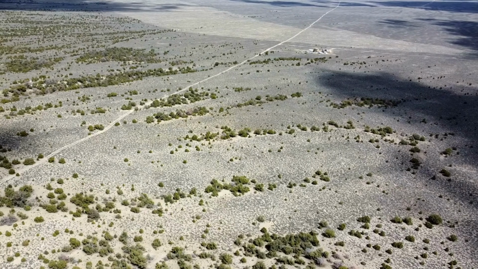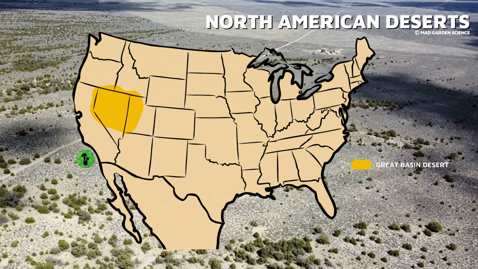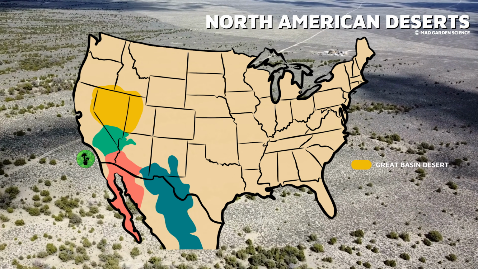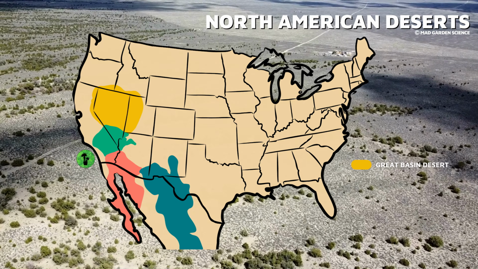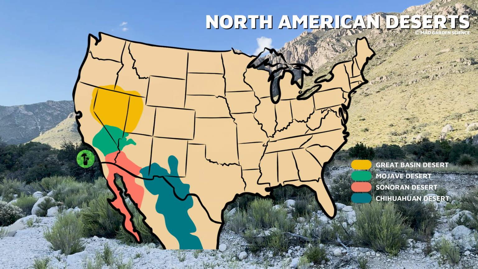In the western half of the United States, there is an extensive Great Basin, cold desert of Nevada and Utah. Then farther south are 3 hot and dry deserts, the Mojave, Sonoran, and this desert, the Chihuahuan. Here is where we'll spend our time.